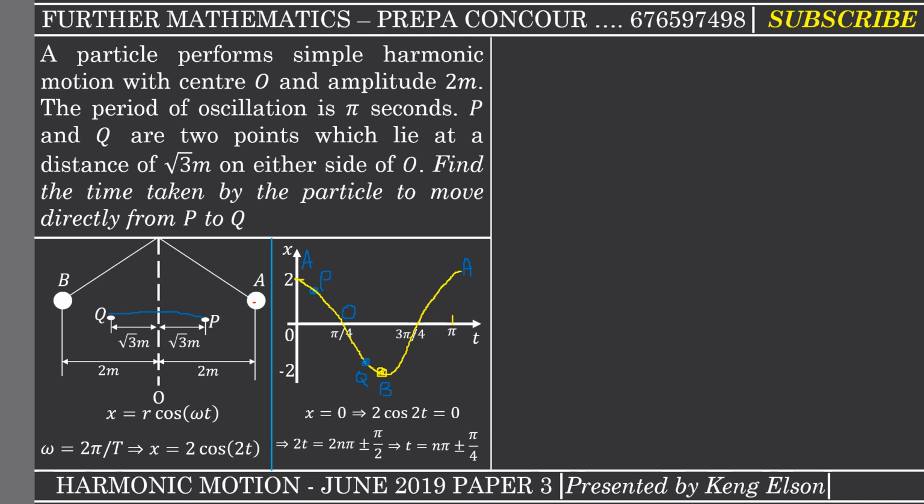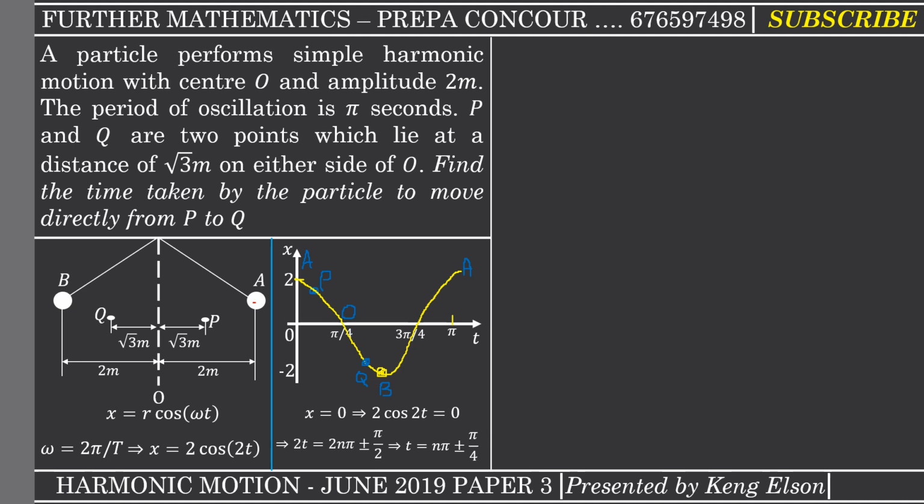Okay, but you see that to move from P to Q, you will move from P to O, then you will now move from O to Q. That's how we have to see that. Okay, so first of all, let us find the time taken to move from P to O, and then we just multiply by 2 because P is at the same distance from O as Q is. They are at the distance of √3. So the time taken from P to O will be the same as the time taken from O to Q because you are covering the same distance. Okay, so if we find the time taken from P to O, we just multiply by 2.